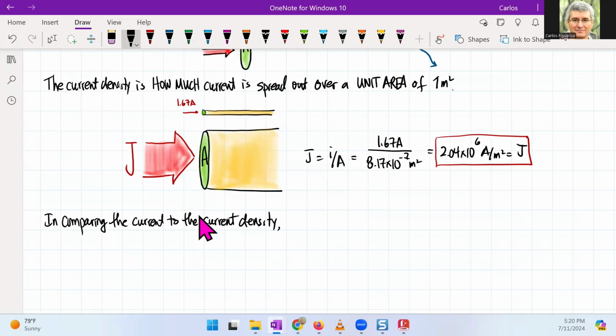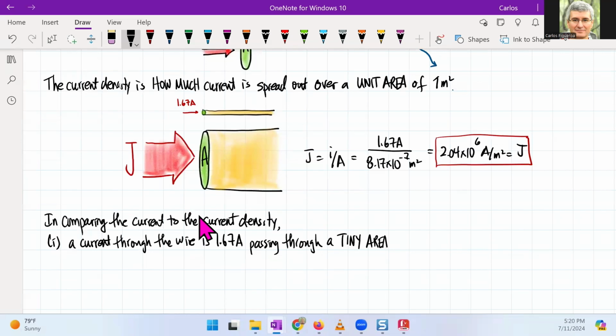And so if we're comparing them, the first thing is that a current through the wire is 1.67 amps passing through a tiny area of 8.2 times 10 to the minus 7 meters squared. So this is specific to the wire.